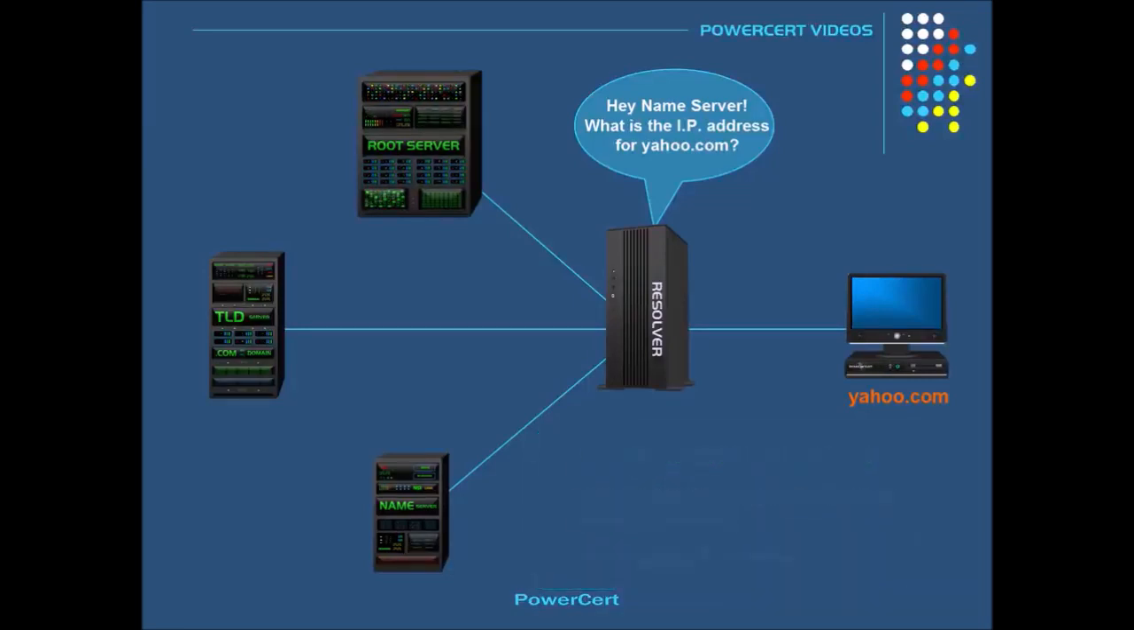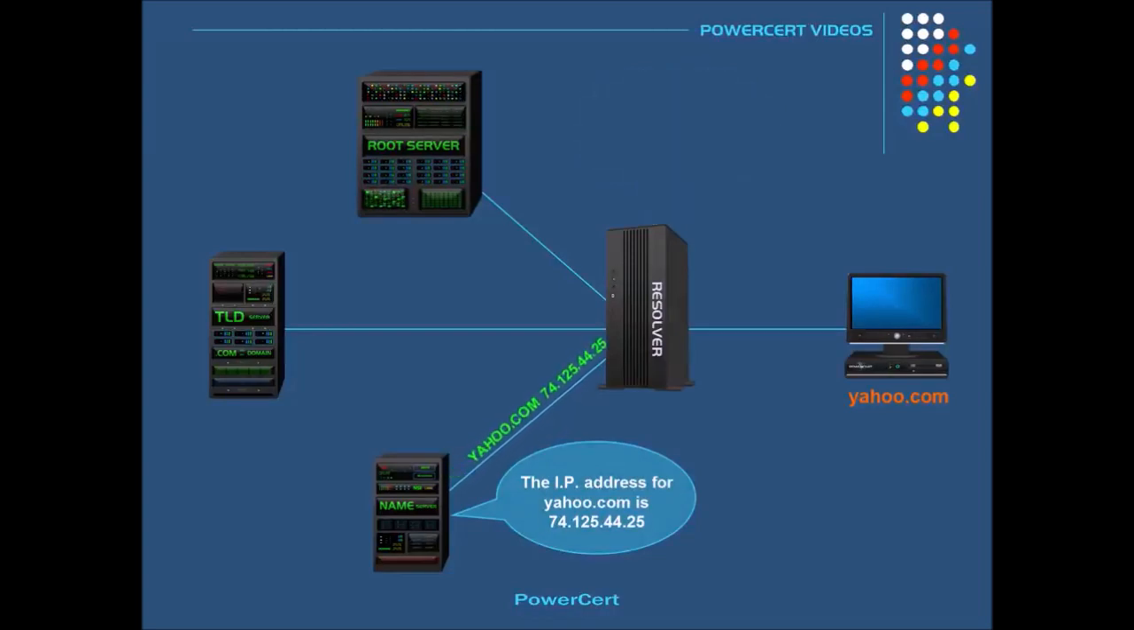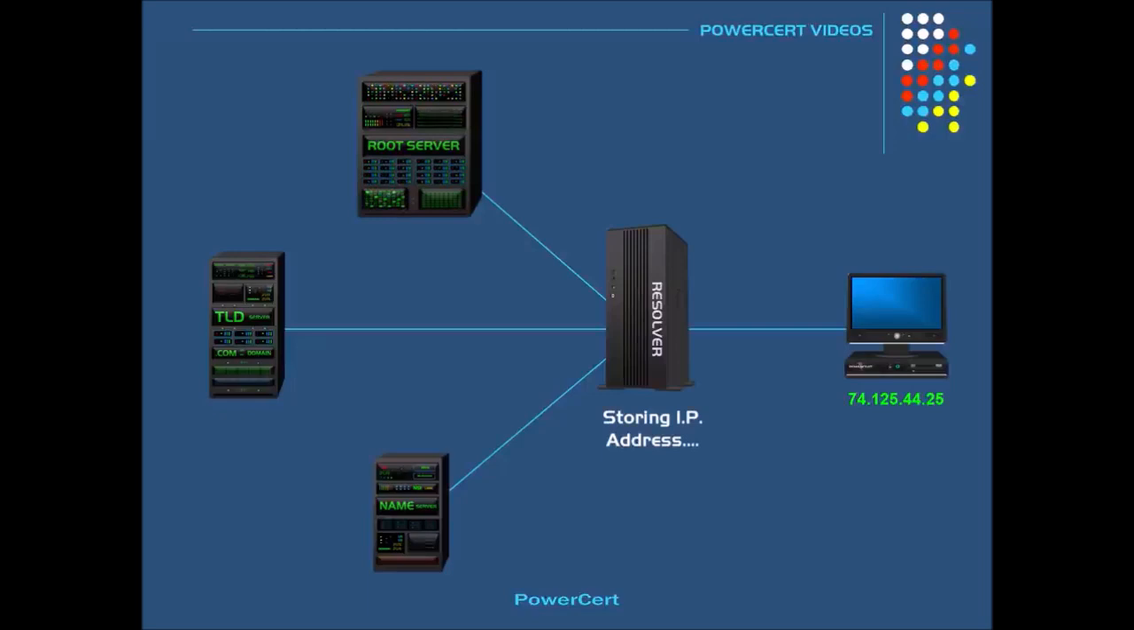So when the authoritative name server receives the query from the resolver, the name server will respond with the IP address for yahoo.com. And finally, the resolver will tell your computer the IP address for yahoo.com, and then your computer can now retrieve the Yahoo web page. It's important to note that once the resolver receives the IP address, it will store it in its cache memory in case it receives another query for yahoo.com, so it doesn't have to go through all those steps again.